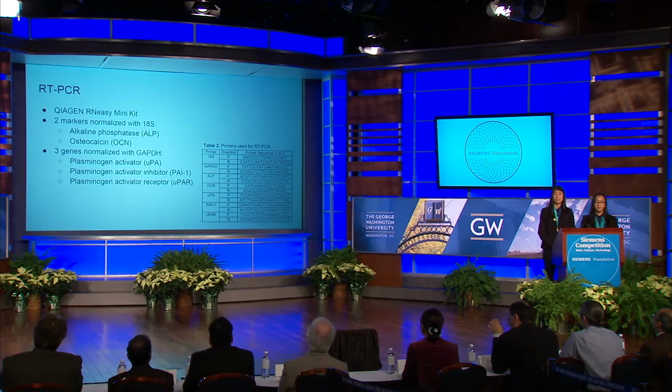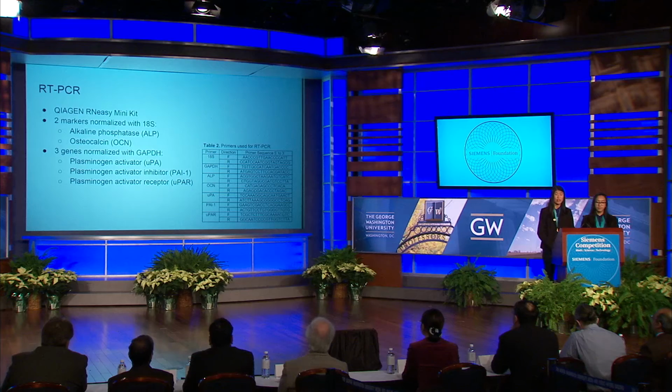We conducted RT-PCR on the 4-2, 15-2, and TCP to see the relative expression levels of differentiation markers. RNA was isolated using the QIAGEN RNeasy mini kit. It was then reverse transcribed into cDNA using SuperScript II reverse transcriptase, and the cDNA was used as a template for PCR using the SYBR Green PCR kit. We looked at 2 differentiation markers normalized with 18S.